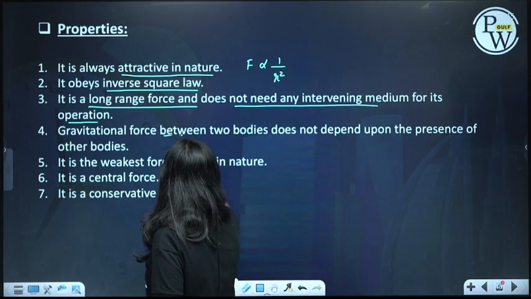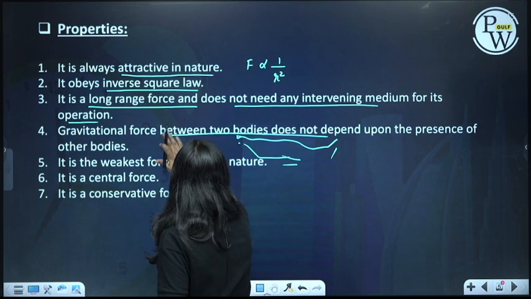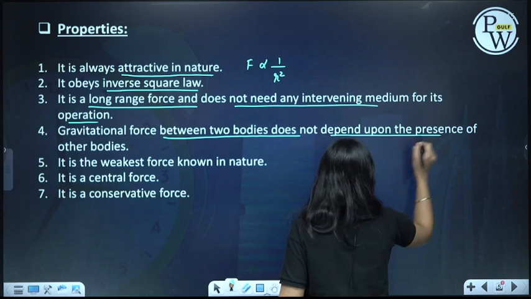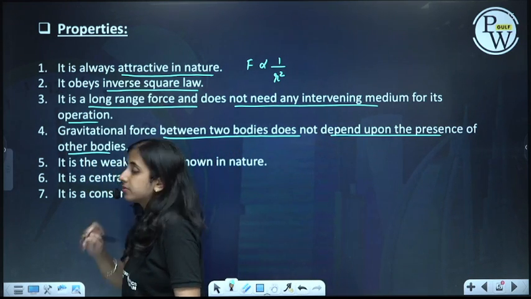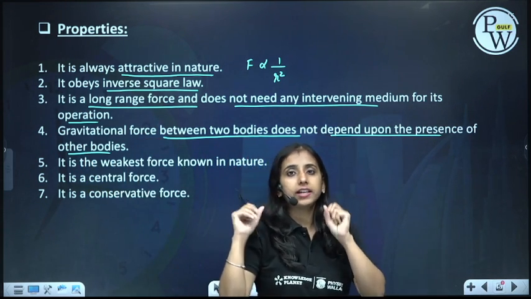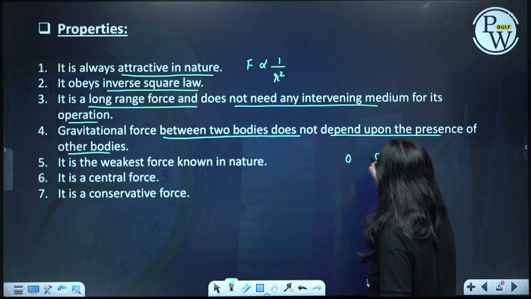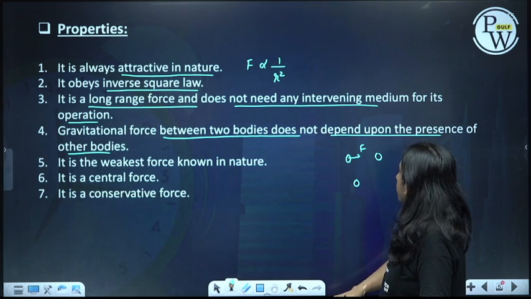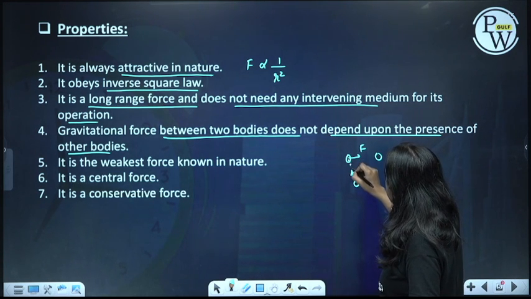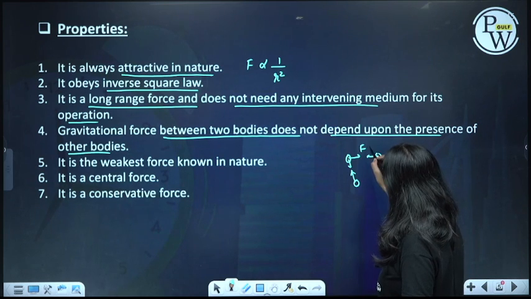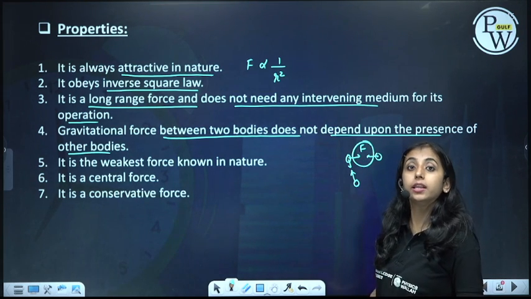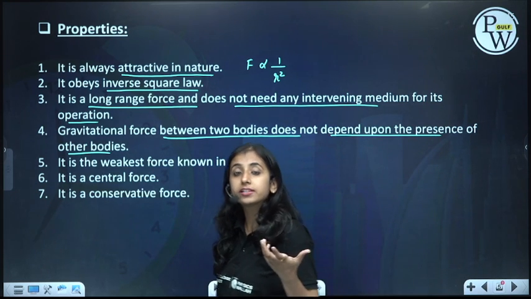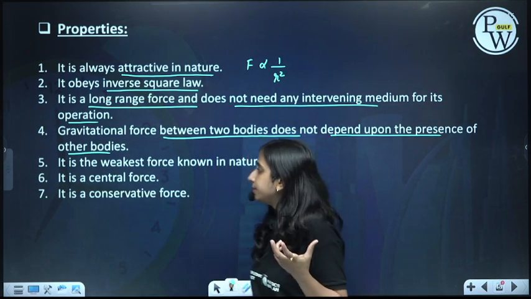The gravitational force between two bodies does not depend upon the presence of other bodies. See what this line means to say. If I have two bodies m1 and m2, there will be a gravitational force acting between them. Now I place another third body, there will also be a gravitational force acting between them, but this force will remain the same. So gravitational force doesn't depend upon the presence or absence of other bodies.